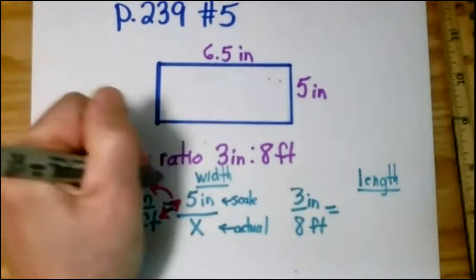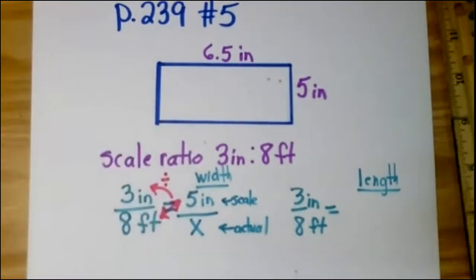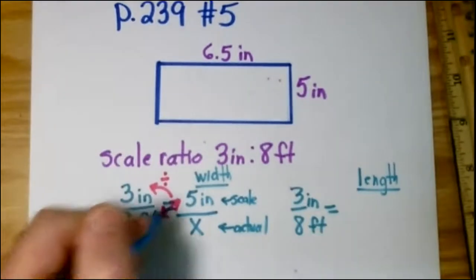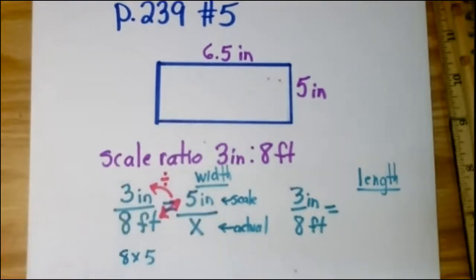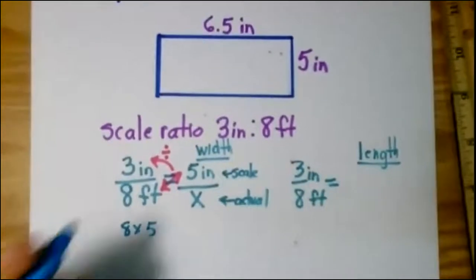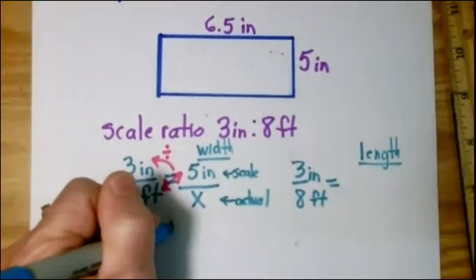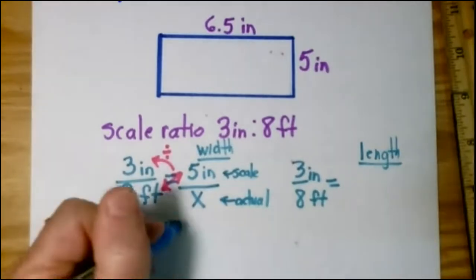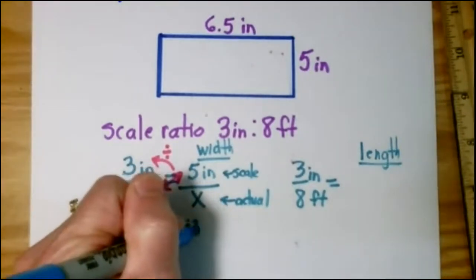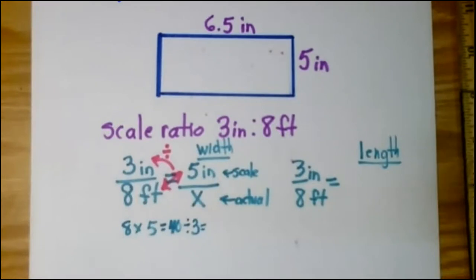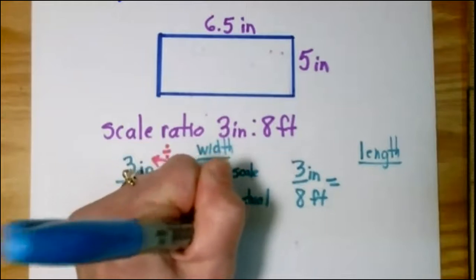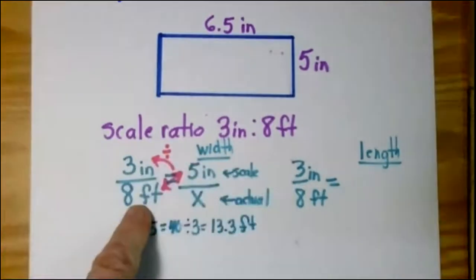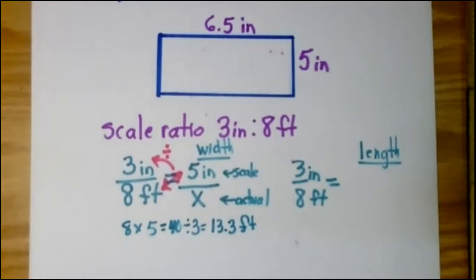Okay, maybe I should put a little division sign there. Okay, so we do 8 times 5 equals, right, 40, divided by, exactly, 3. So that's not going to come out exactly even. You do that on your calculator, you get 13.3 feet. Don't forget, the bottom is in feet. The actual size is a lot bigger than the scale size. So that's our width.